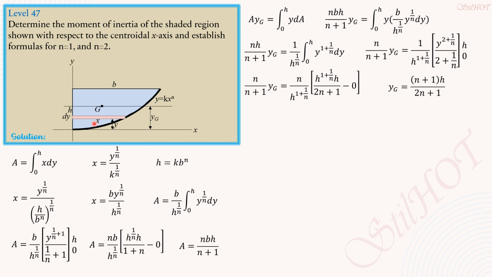Then when n is 2, it should be 3/5. 2 plus 1 is 3. 2 times 2 plus 1 is 5. So 3/5 of h, which is correct for a parabola.